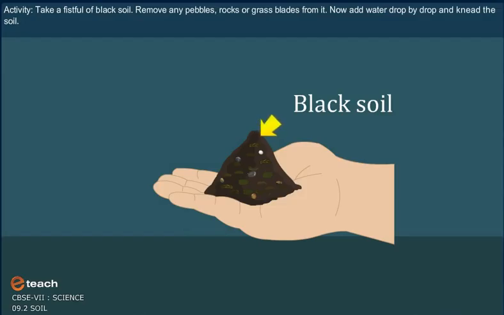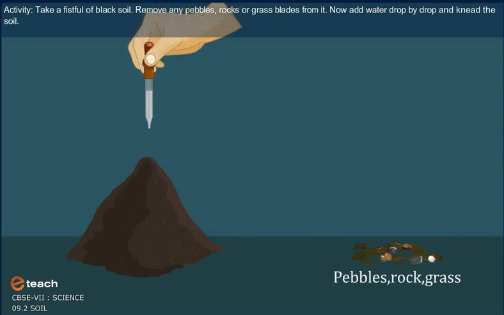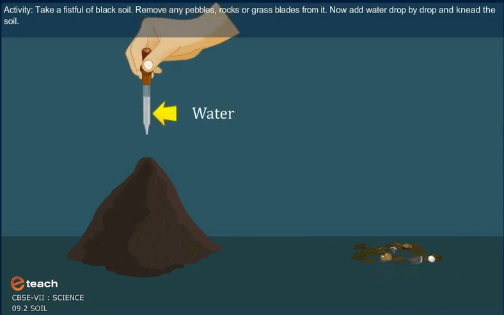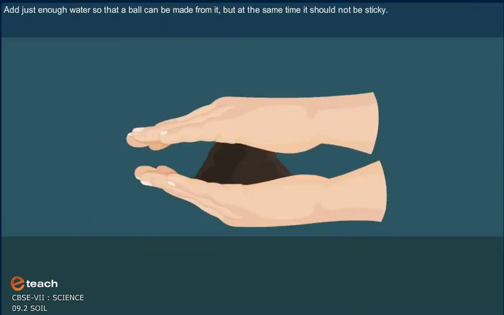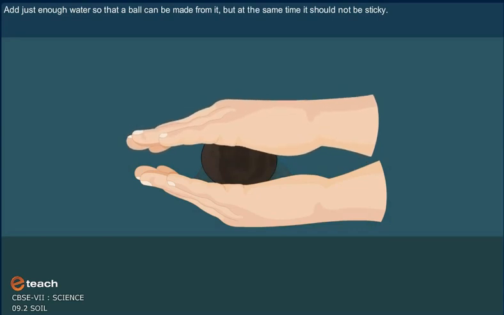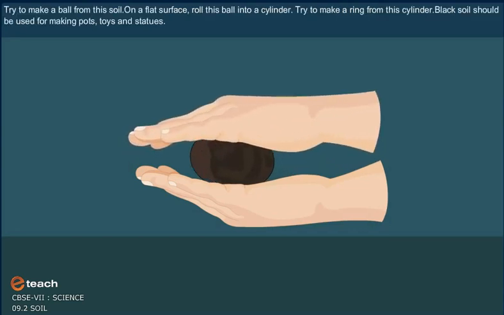Activity. Take a fistful of black soil. Remove any pebbles, rocks, or grass blades from it. Now add water drop by drop and knead the soil. Add just enough water so that a ball can be made from it. But at the same time, it should not be sticky. Try to make a ball from this soil.